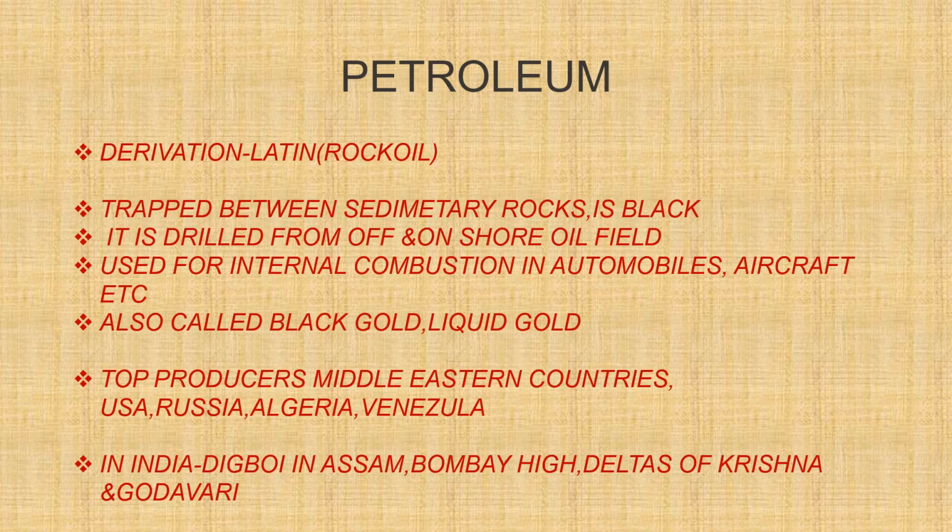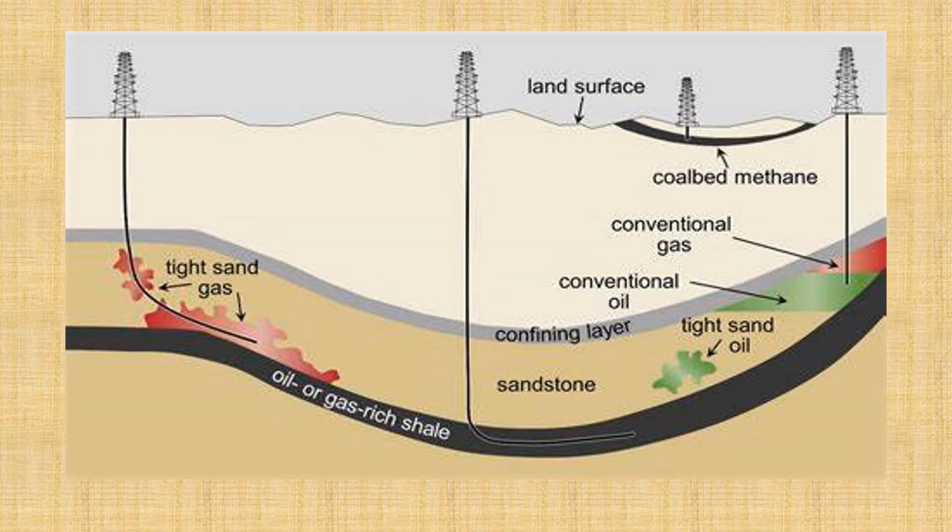Major producers are Middle East countries, USA, Russia, Algeria, and Venezuela. In India, Digboi was the first oil field. Now, most of our production comes from Mumbai High and the deltas of Krishna and Godavari. This is how petroleum is trapped between sedimentary rocks.